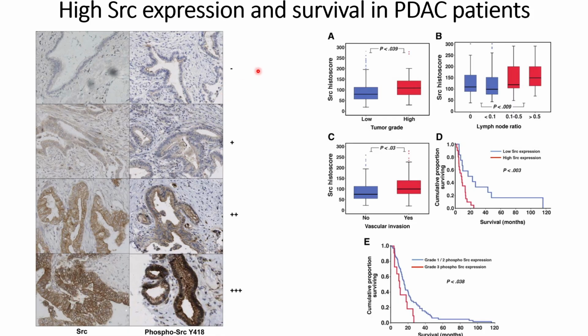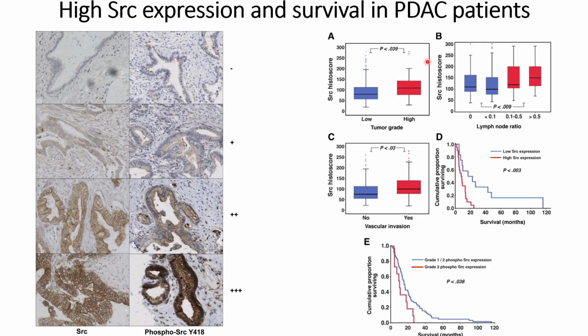Thereafter they checked the publicly available patient data to see the relationship between SRC expression and the survival rate in the patients. First they checked the tumor grades. Low tumor grade shows low SRC expression, whereas high tumor grade shows high SRC expression, indicating that SRC has an inverse relationship with survival. That is, high SRC will cause a lower survival rate.